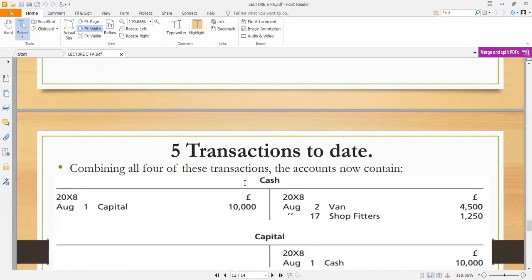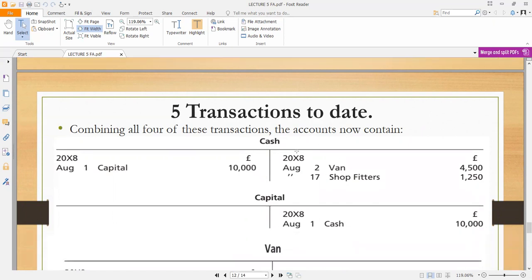Now let's look at the 4 transactions to date. Combining all 4 of these transactions, let's look at how the accounts now look. So we've got cash. We've got capital. Our capital is there, and we are debiting the capital of how much? 10,000 pounds.